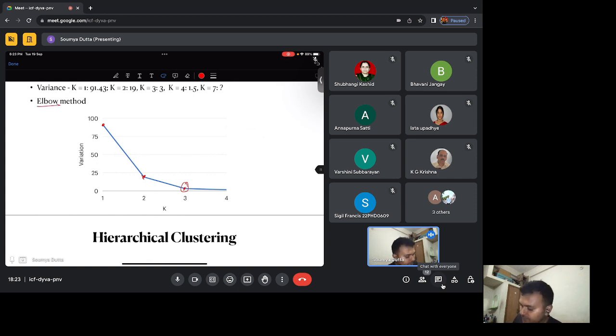So the elbow method tells you that, for example here, from k equal to 1 to 2 there is a large drop in variance. From k equal to 2 to 3 there is not that large a drop, but there is still a drop. From 3 to 4 the drop is not that much. So this looks like an elbow.